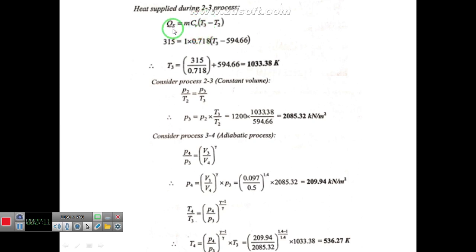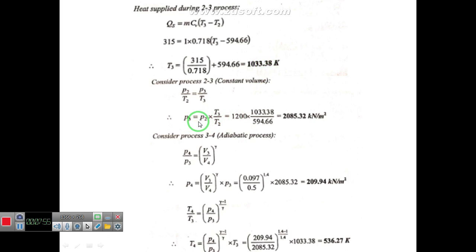The heat supplied Q is already given, m is the unit mass, and Cv value is 0.718, a constant value. T3 is the unknown value. T2 we already found using the process 1 to 2; this value is 594.66. So the value of T3 is 1033.38 Kelvin.